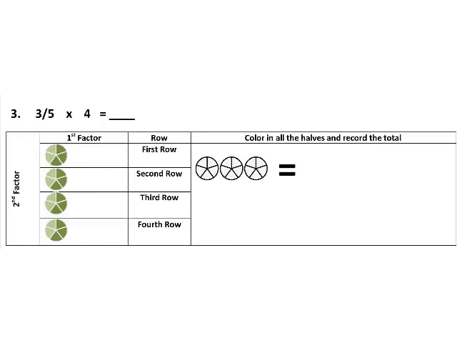3/5 times 4. If we look at 3/5 times 4, you can see 1, 2, 3 out of 4, 5. So 3 out of 5 is 3/5. Okay, times 4. 1, 2, 3, 4. So I got 4 of these right there. That's my multiplication.